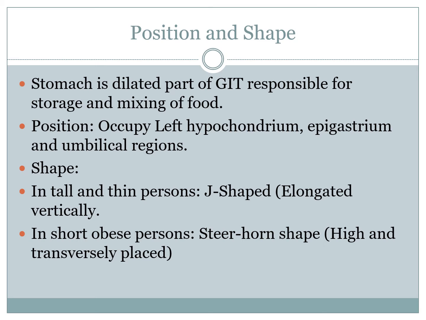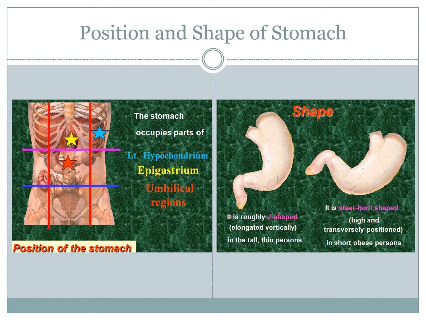This is a muscular bag, the most dilated part of the digestive tube. It intervenes between the esophagus and the duodenum. It acts as a reservoir of food. It converts the food into chyme of uniform consistency due to repeated churning, along with the digestion of protein to proteases and peptones. So it helps in digestion of food. This is the muscular bag for the reservoir and digestion of food.